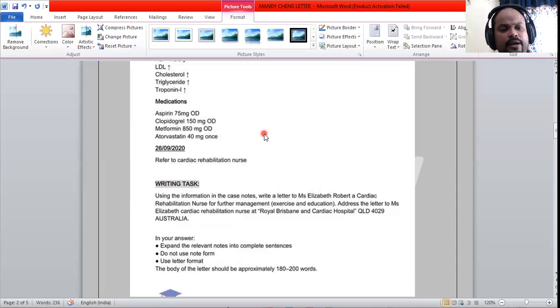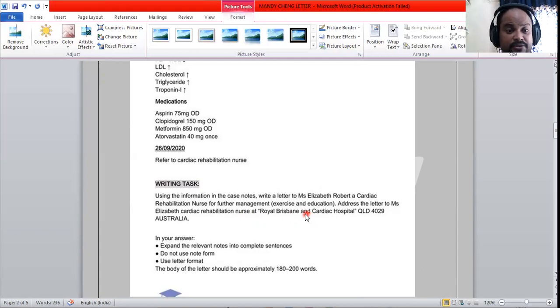Now, I have certain things here to remember, that you are writing to this particular person, Elizabeth Robert. She is a cardiac rehabilitation nurse, and she will come to this particular ward. Okay, so this is the hospital you are working in, and this is the hospital she is working in, and you are writing to her to come and visit the patient.